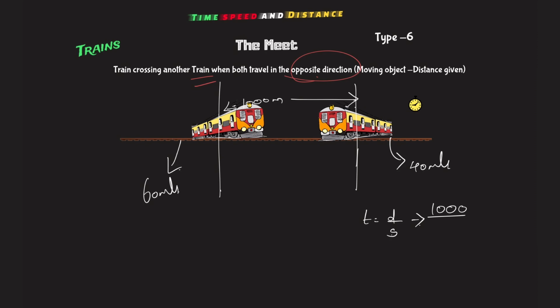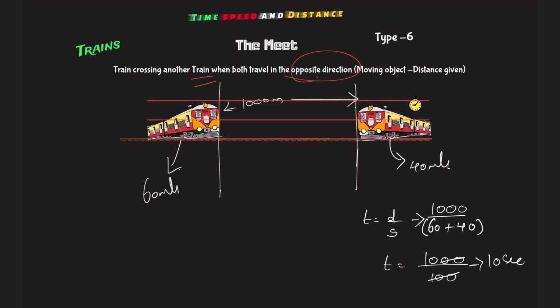So just add it. This becomes 60 plus 40. So time becomes 1000 upon 100, which is nothing but 10 seconds. So they will meet in 10 seconds, and that's my answer to the question. They will meet in 10 seconds.